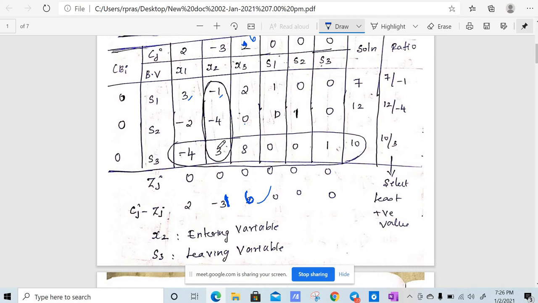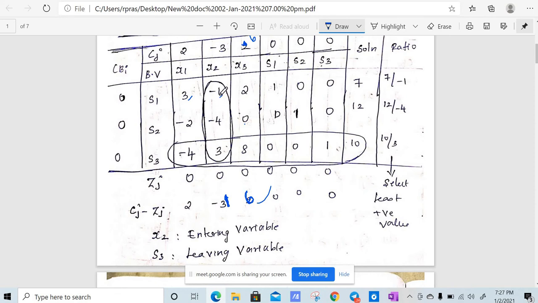Now you need to make this element 1, right? So again you can see x2 is the entering variable and s3 is the leaving variable. Now you should make this element equal to 1. That means we need to divide this entire row by 3. So this will be minus 4 by 3. This will be 1. This will be 8 by 3, 0 by 3, 0 by 3, 1 by 3, and this will be 10 by 3, right?